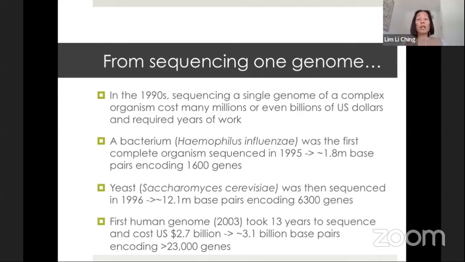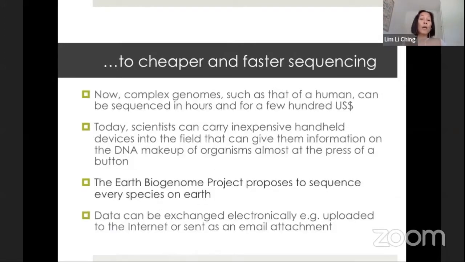So we've gone from this situation then in the 1990s to a situation now where genome sequencing has become much cheaper and much faster. So today, complex genomes, including that of a human, can be sequenced in hours and only for a few hundred US dollars. And scientists can carry inexpensive handheld devices into the field that can give them information on the DNA makeup of organisms, almost at the press of a button.